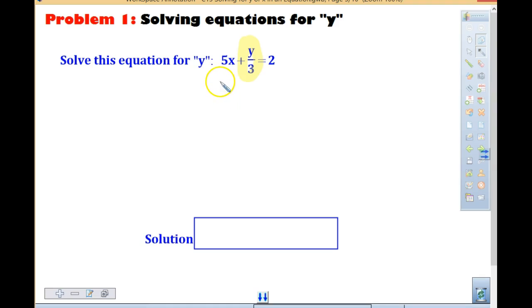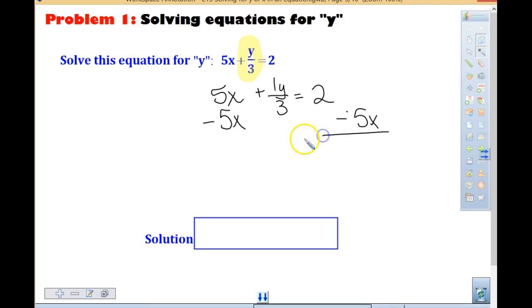I need to subtract. So, what I want you to do is we're going to write this equation as 5x plus, what number's in front of y? There's a 1, so we're going to put 1y over 3 equals 2. We are going to subtract 5x on both sides. Now, can you actually take 2 and subtract 5x and get a number? No. So I want you to notice that when I put that, I didn't put it right below the 2. I put it kind of back farther. Why did I put it back further?